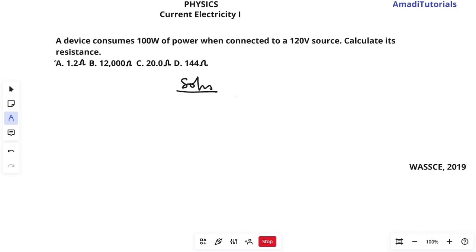First, you write out your parameters. 100 watt. Watt is the unit for measuring power. So power P equals 100 watts, and then voltage V equals what? 120 volts. And then we are to find the resistance R. So we are going to find a formula that gives the relationship between these three quantities.